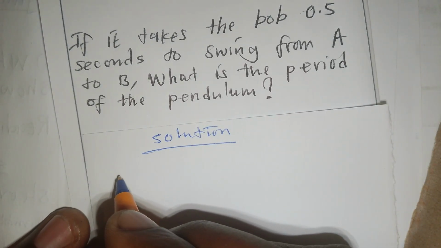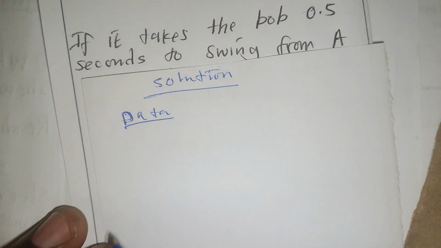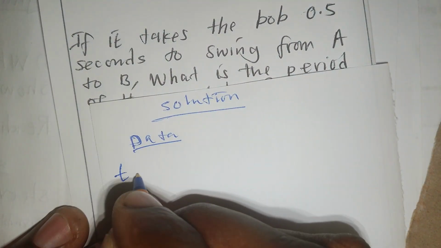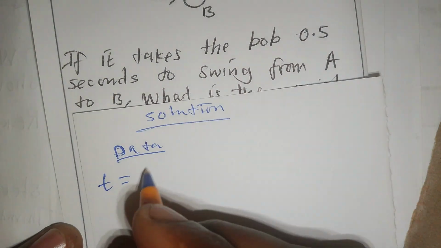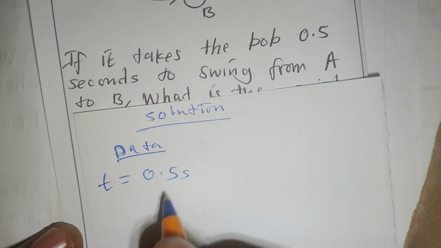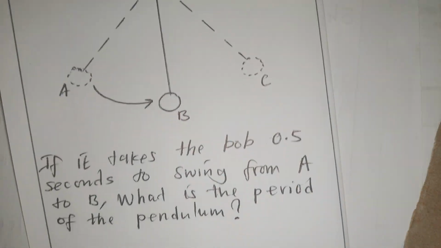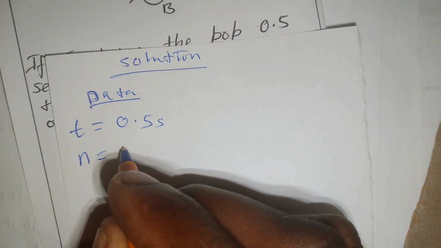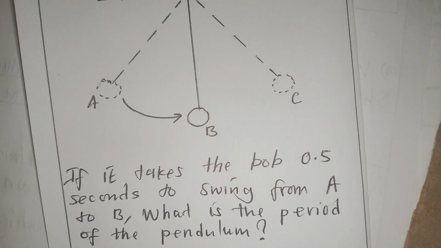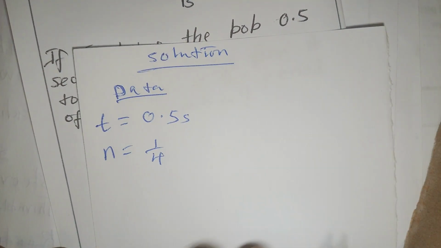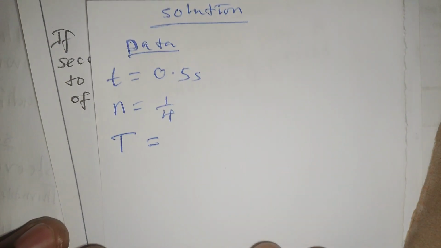Let's collect data. We have been given time, which is 0.5 seconds. Then the number of oscillation from A to B, we know this is equal to 1/4. So from A to B, the number of oscillation is always 1/4. They want us to calculate the period, which is denoted by capital T.